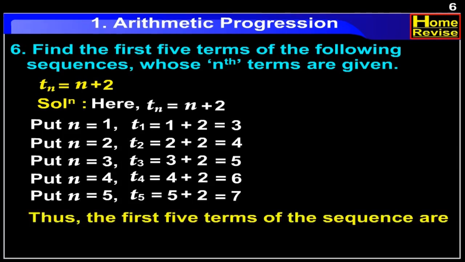Thus, the first 5 terms of the sequence are 3, 4, 5, 6 and 7.